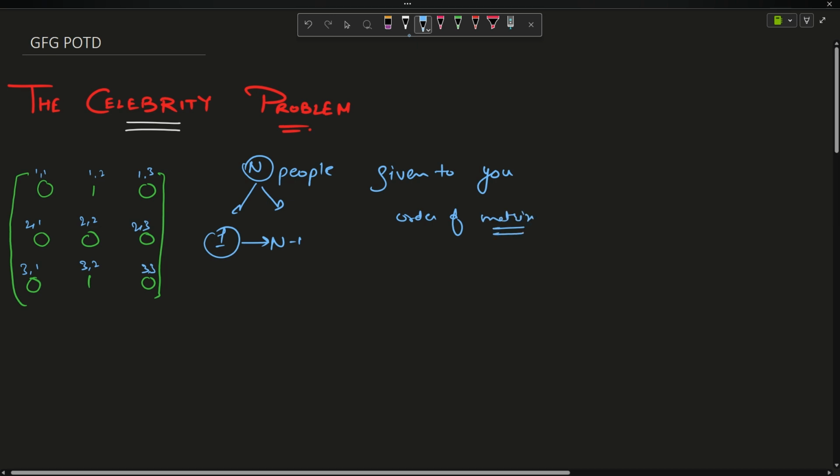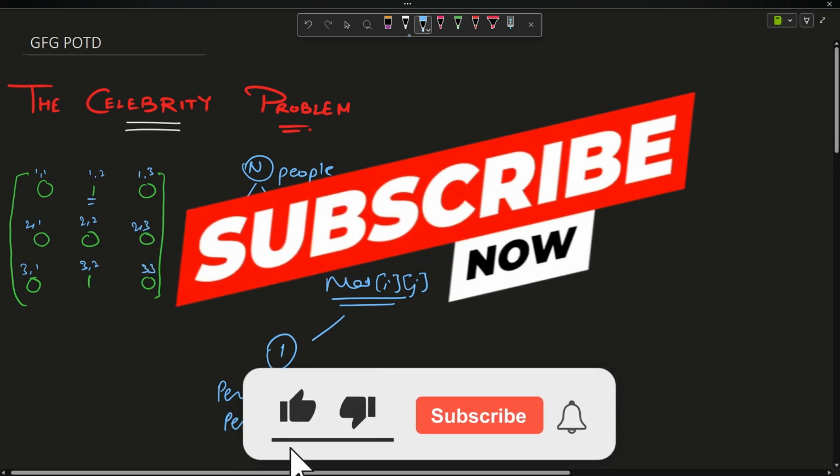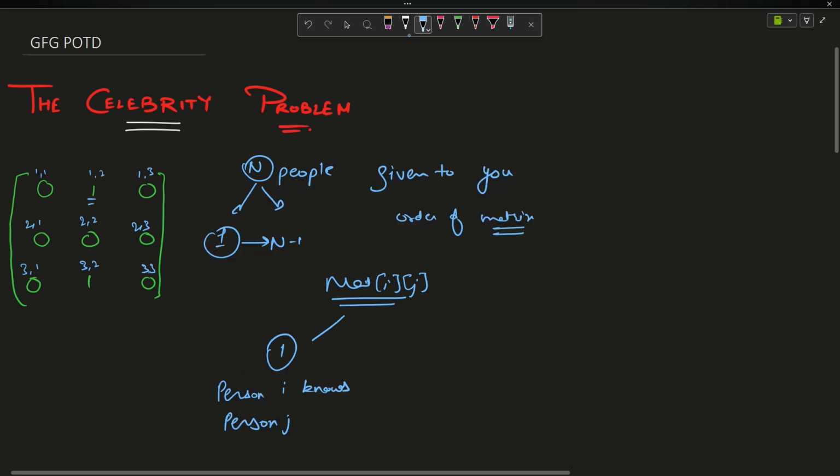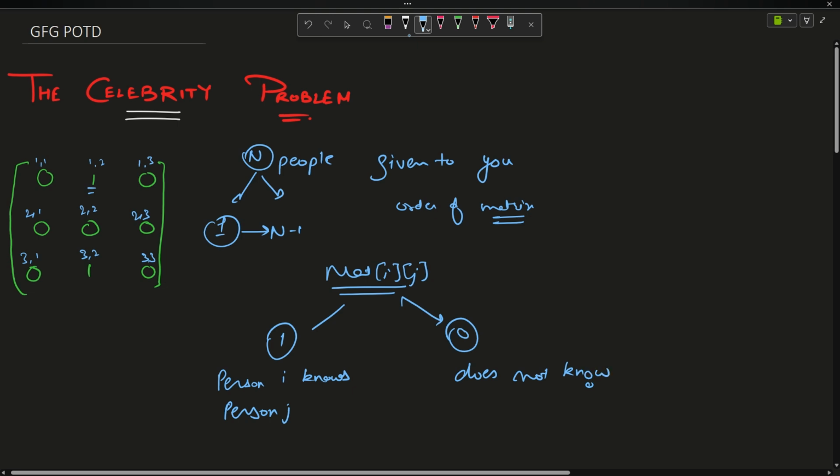The problem says the condition for knowing or not knowing is such that if matrix of i comma j equals 1, for example at 1 comma 2, that means person i knows person j. That means person 1 knows person 2, person 3 knows person 2, right? And if it is 0, then it does not know. Simple. It knows or it does not know. It is a binary thing, right?